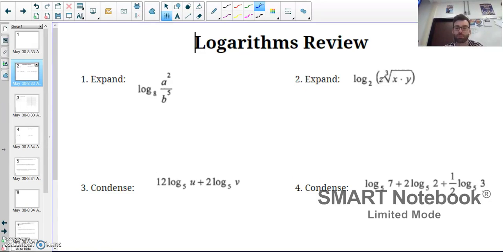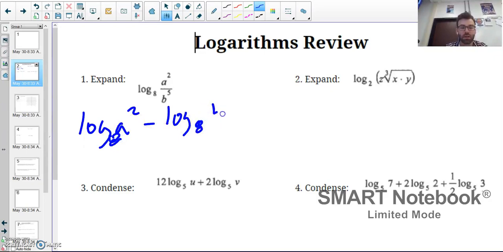Remember our log properties, all right? We need to remember our log properties when we expand logs: addition and subtraction, multiplication, division, exponents and logs. All right, what do they all mean? Remember from a while ago that division means subtraction. Exponents mean I can bring it down to the front. So I have the log of a squared minus the log base 8 of b to the fifth.